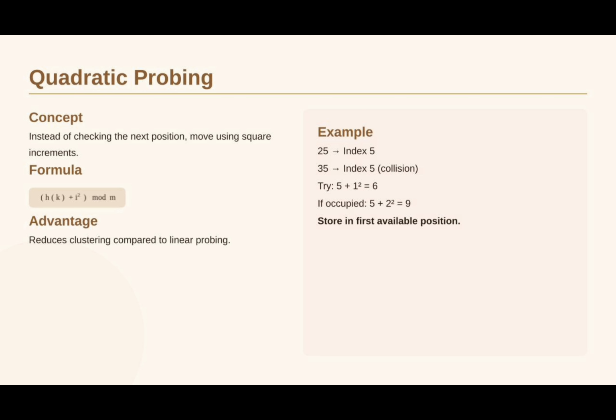If that location is occupied, we check 5 plus 2 squared, which gives 9. If we need it, we continue with larger square values. This method spreads data more evenly across the table and reduces clustering compared to linear probing. Therefore, quadratic probing often performs better when many collisions occur.